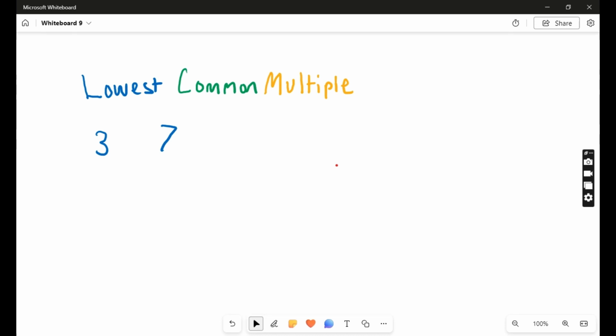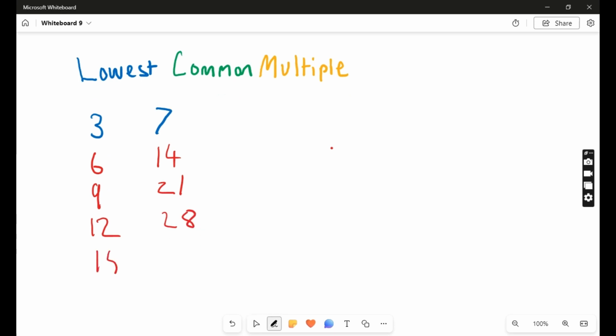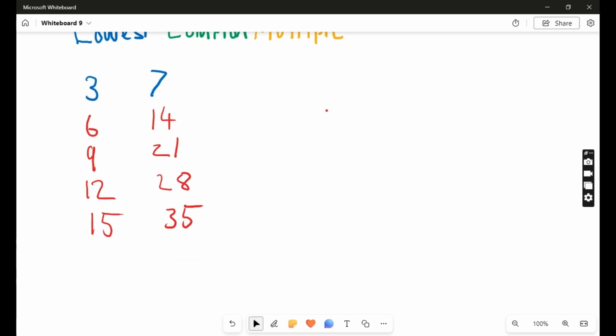So the first multiple of each, we have 3 and 7. The next multiples are 6 and 14. The next multiple is 9 and 21. And then we're going to go for the next multiple, 12 and 28. And then we have 15 and 35. Next up is 18 and 42. And next up is 21 and 49.